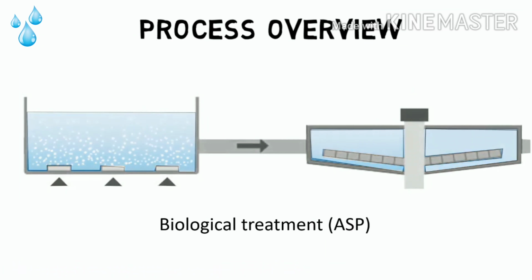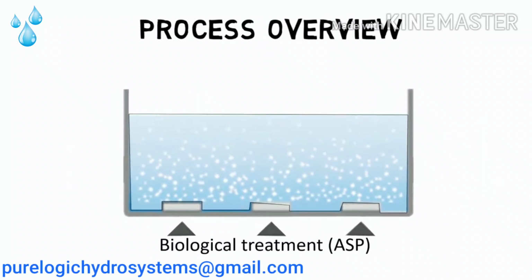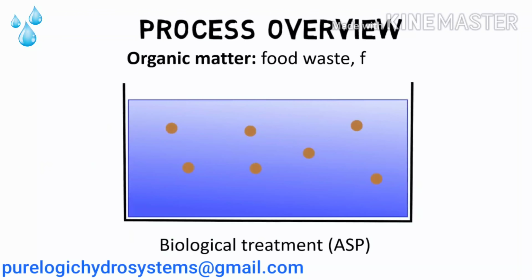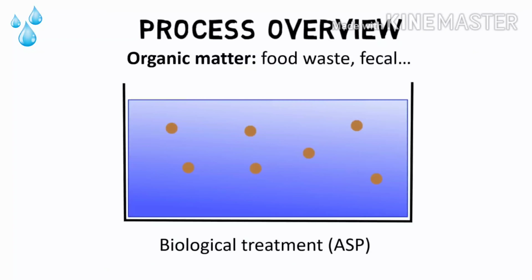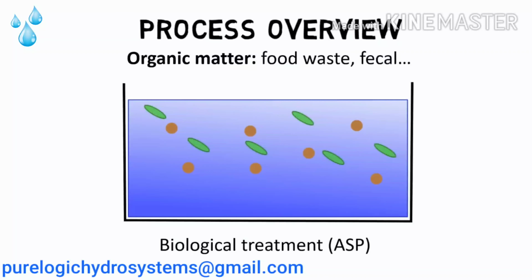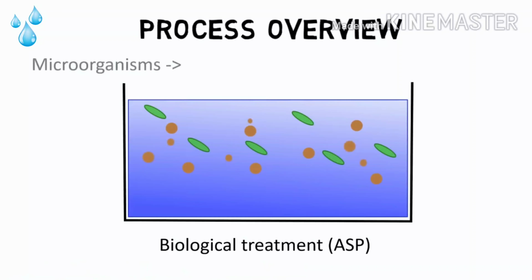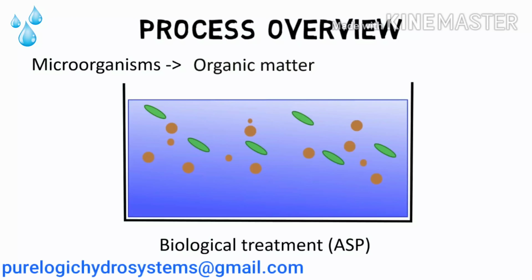Wastewater entering the aeration basin still contains organic matter such as food waste and fecal. Microorganisms in the raw water influent will colonize in the aeration tank and metabolize organic waste to ATP for further cell growth, as well as CO2 and water.